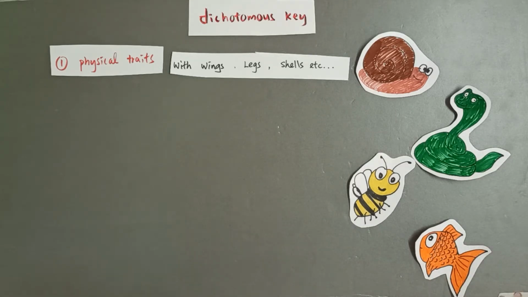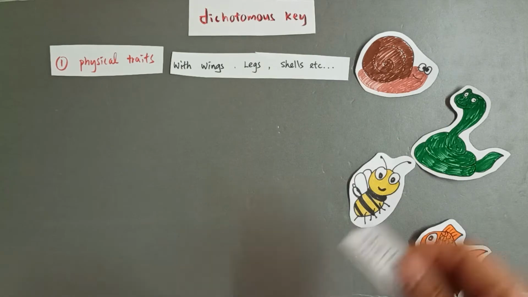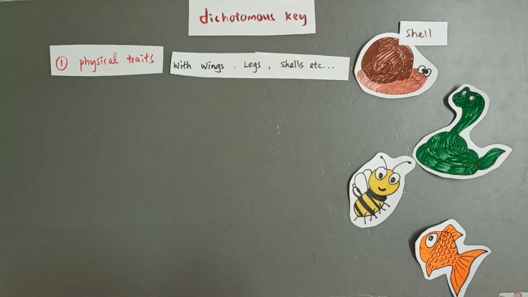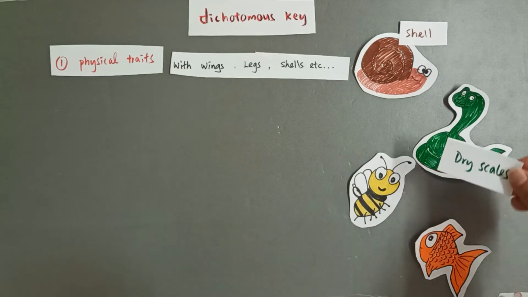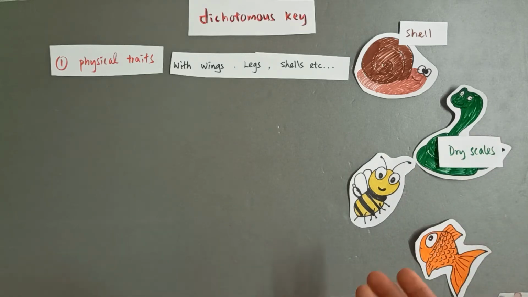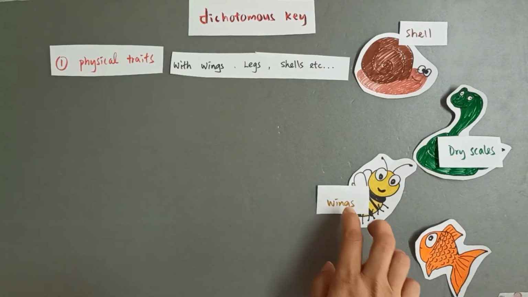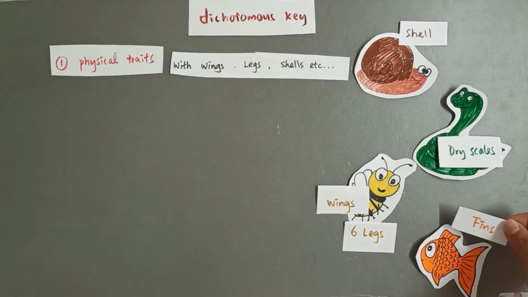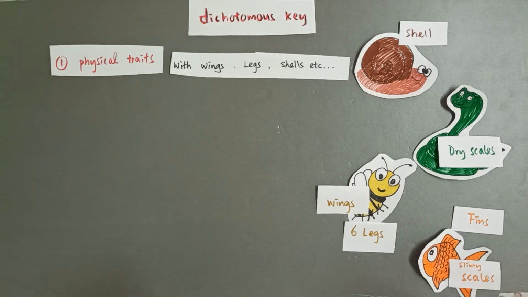Okay, for the snail, of course, very obvious. It has a shell. And for the snake, maybe you cannot see it or think about it, but if you've pre-studied chapter 3, you will know that it has dry scales. And how about the bee? Very obvious, it has wings, and it has legs as well. And finally the fish, it has fins and slimy scales. Both the snake and the fish have scales, but the nature is a bit different. One is dry, one is slimy. Okay?